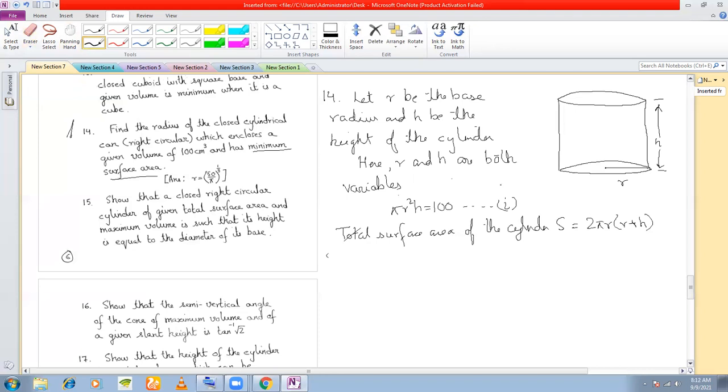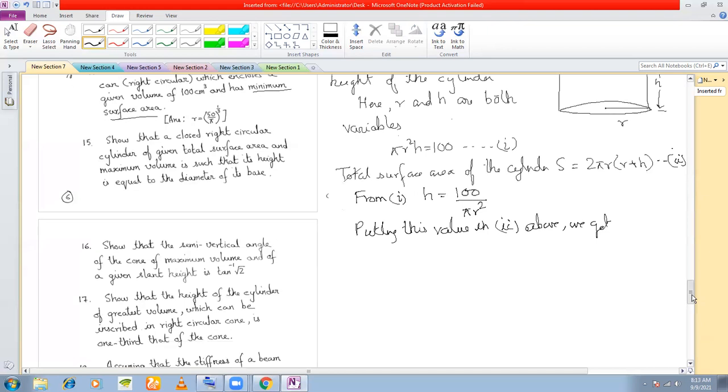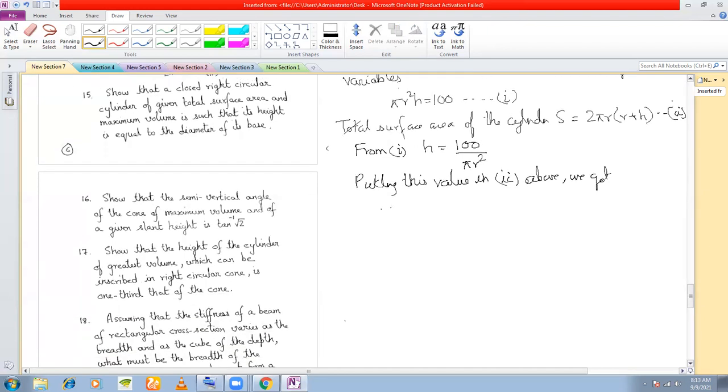Okay. So S has two variables, as I was saying. We bring it down to one variable with the help of 1. So from 1, h is equal to 100 by pi r square. Putting this value in, let's call this 2 above, we get S is equal to 2 pi r into r plus 100 by pi r square.